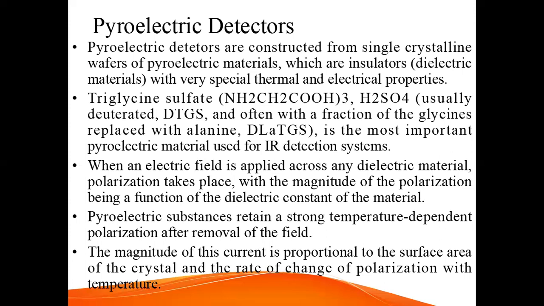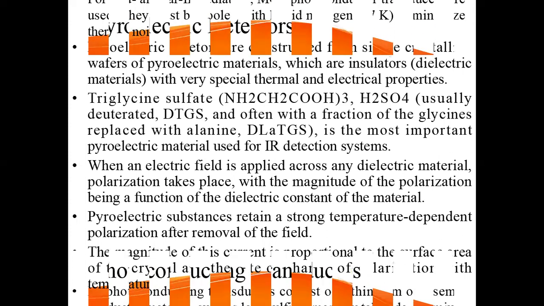When an electric field is applied across any dielectric material, polarization takes place, with the magnitude of the polarization being a function of the dielectric constant of the material. Pyroelectric substances retain a strong temperature-dependent polarization after the removal of the field. The magnitude of this current is proportional to the surface area of the crystal and the rate of change of polarization with temperature.